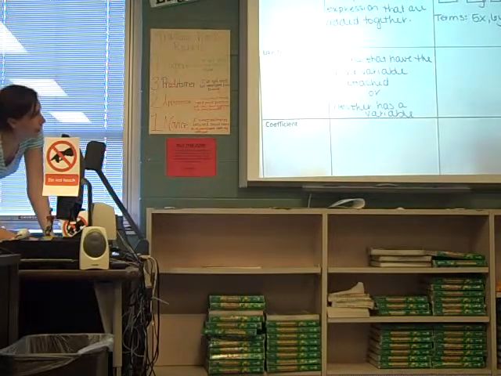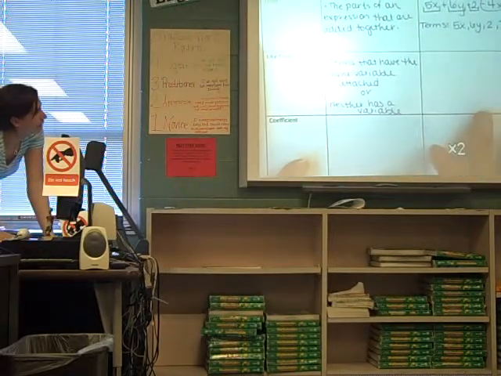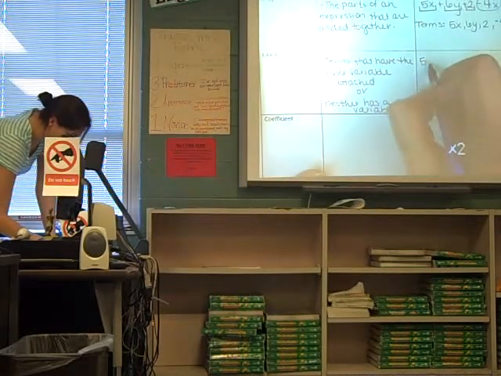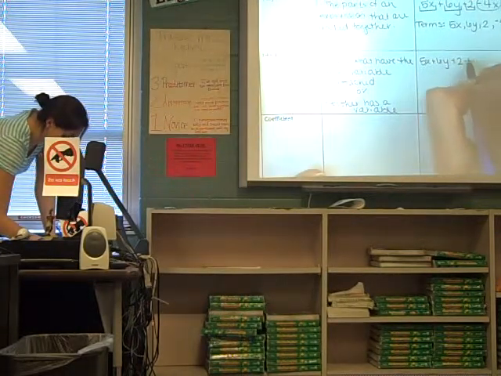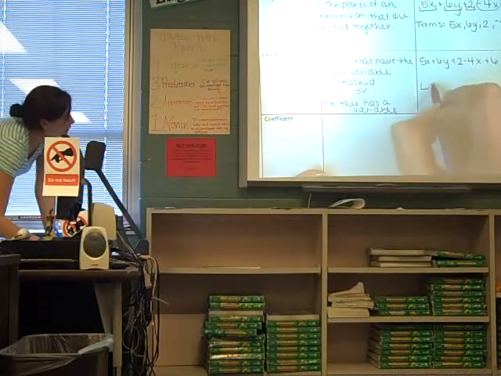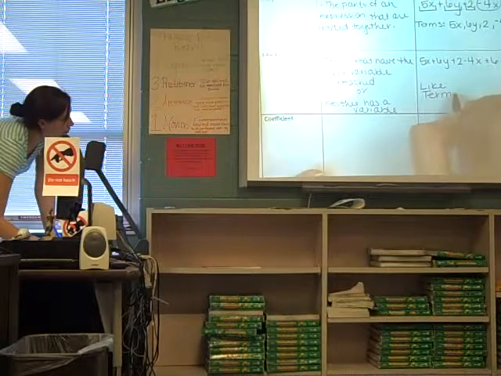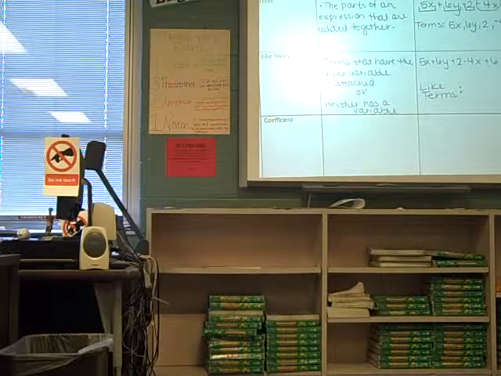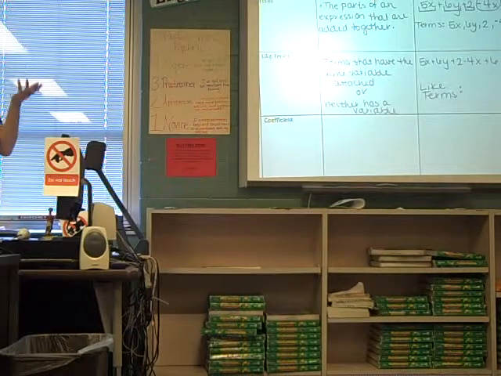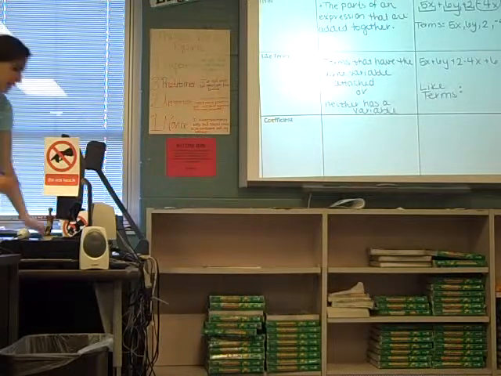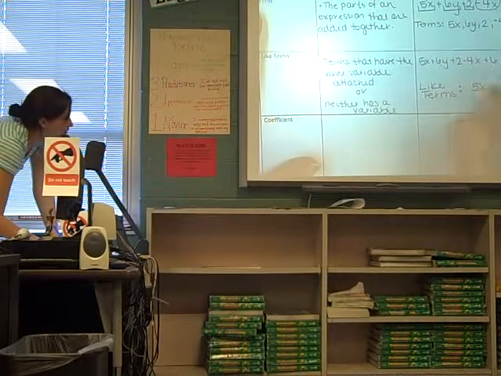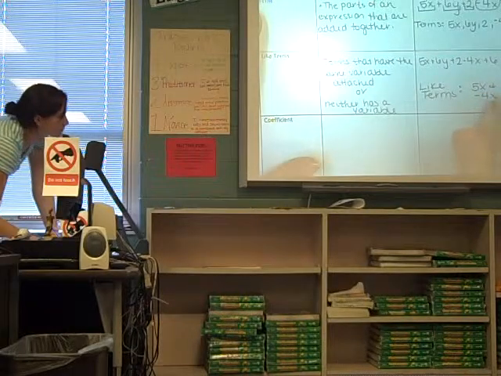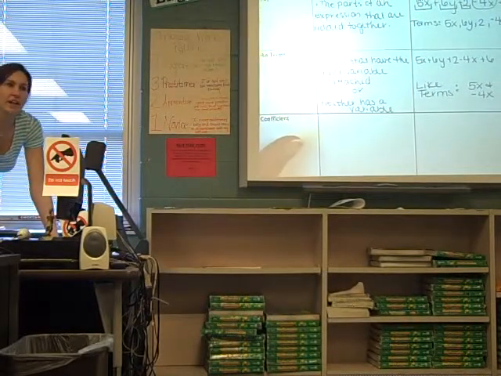So I'm going to write down that expression one more time over here. So I've got 5x plus 6y plus 2 minus 4x plus 6. Now I have to identify my like terms. So my like terms, again, have the same variable or the same letter attached. Evan already told us, what are the letters that are the same? 5x and 4x. So my first set of like terms is 5x and negative 4x. Perfect. Is there another set of like terms?